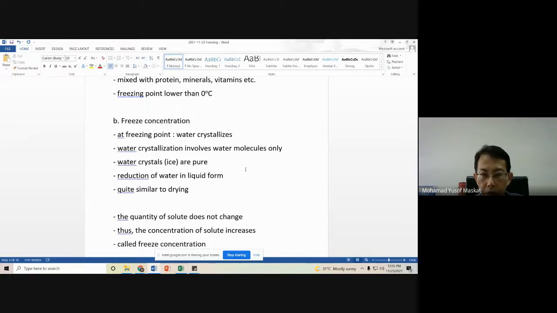of water that is in liquid form will be reduced over time. However, the amount of solutes is still the same. So now the same amount of solute is solubilized inside a lesser amount of solvent, that is water. So resulting in an increase in the concentration of the solutes.